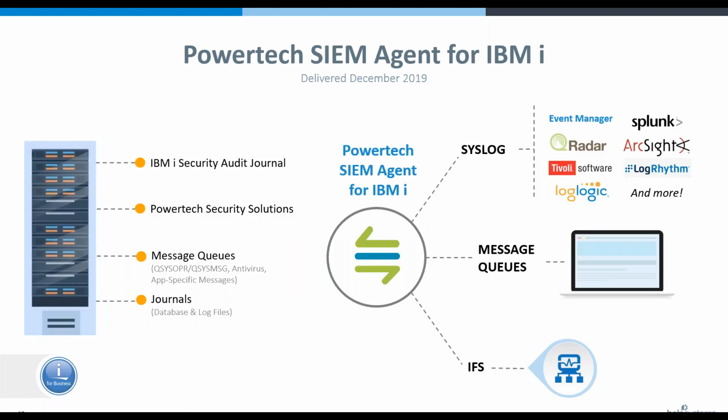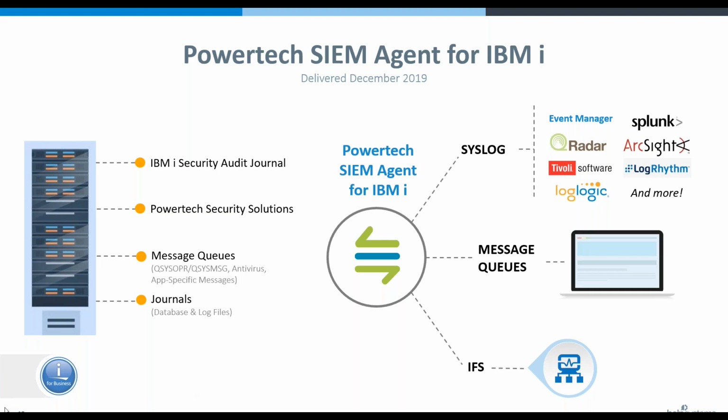Of course, our SIEM agent. It's all about, once you start doing things on IBM i, getting the information up to the right people. So we have a SIEM agent for IBM i that allows you to pull information from the audit journal, our Powertech security solutions, message queues, as well as other journals, and push that information up in syslog format to a SIEM. Whether it's our Powertech Event Manager or one of the many other tools out there, you've got Splunk, QRadar, all of the above, pushing that information up.